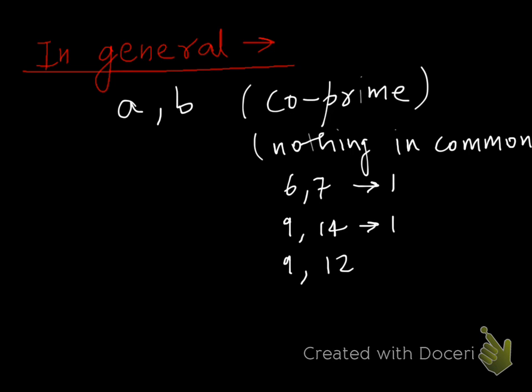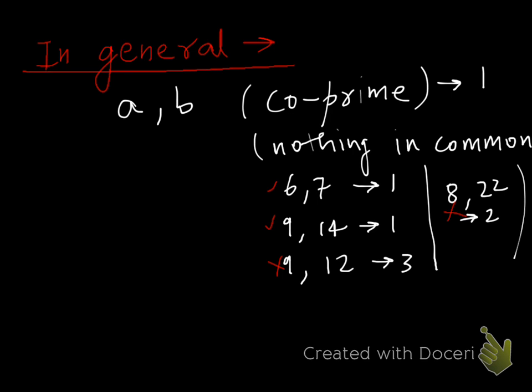For example, let's say 9 and 12. 9 and 12 both have 3 in common. So 9 and 12 are not co-prime. And these numbers, 6 and 7, are co-prime. 9 and 14 are both co-prime. And 8 and 22, again, of course, no. 2 is common. So they are again not co-prime.